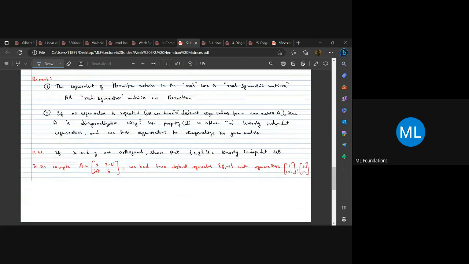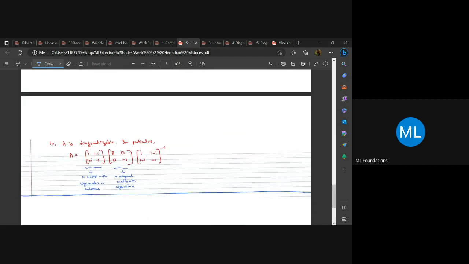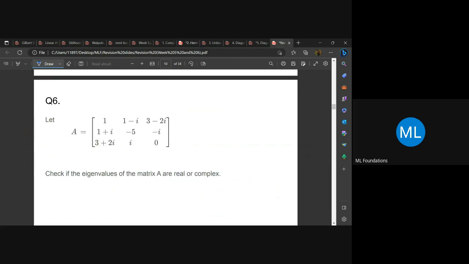Also, you know that if you have an n cross n matrix A with n distinct eigenvalues, then you get n distinct eigenvectors, and those eigenvectors will be linearly independent. So you can diagonalize your matrix A. Let me write it over here.